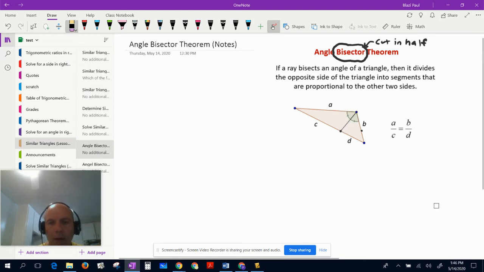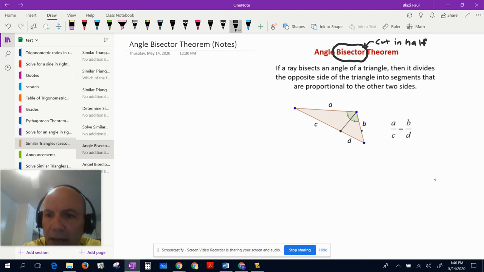What does that mean? It means that whenever the angle is bisected, this proportion happens every single time. You're going to write A relates to C. So A is to C as B is to D. All right? So you always write the proportion like this.